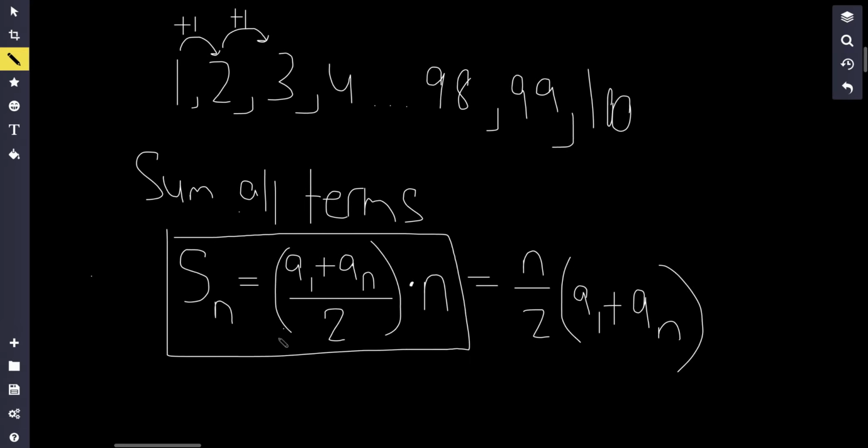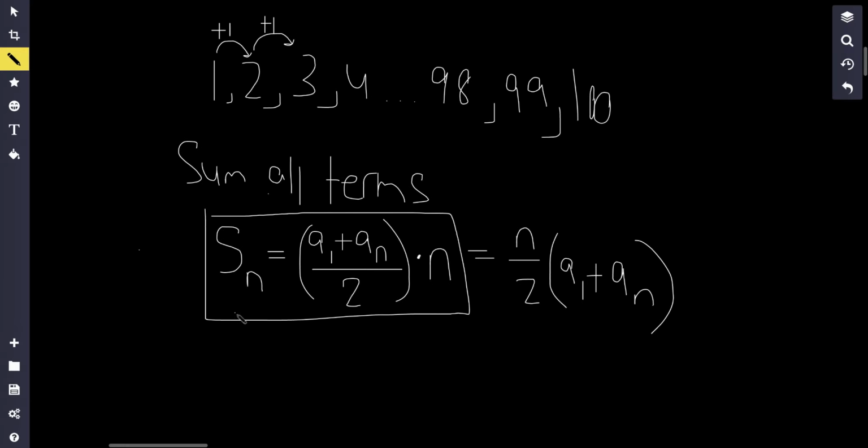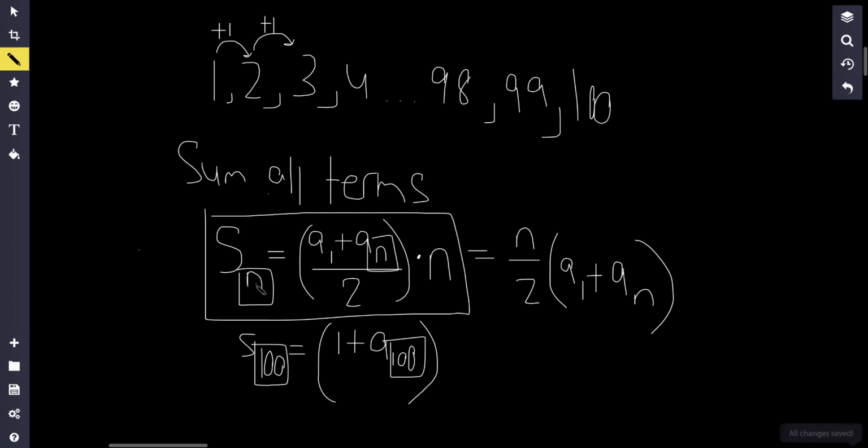So let's do this problem. In this case, we want to find the sum up to the 100th term. So it's going to be equal to the first term, which we know is 1, plus the nth term, in this case a sub n. This is the same thing as a sub 100. If we're trying to find the sum up to the 100th term, we have to know what a sub 100 is. Notice how the n's match up here.